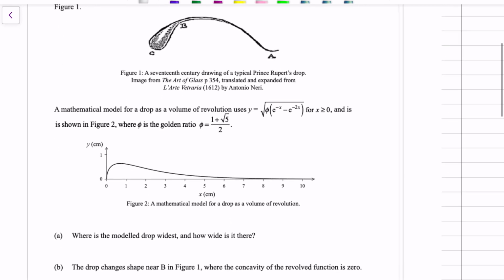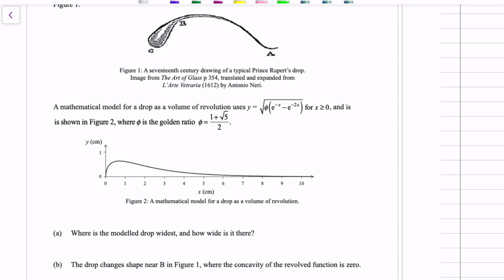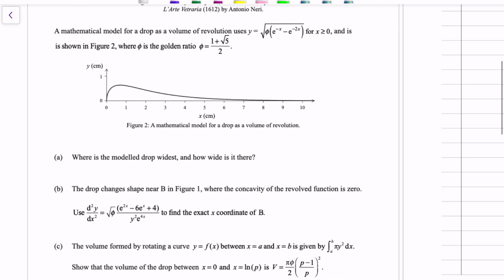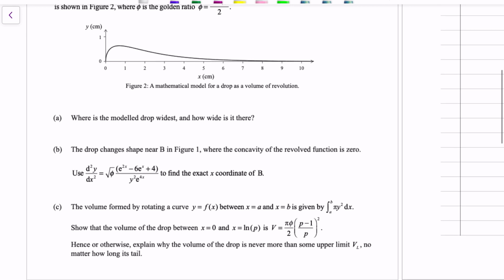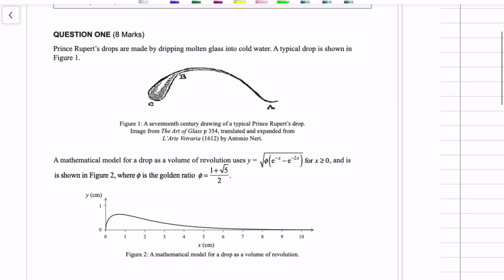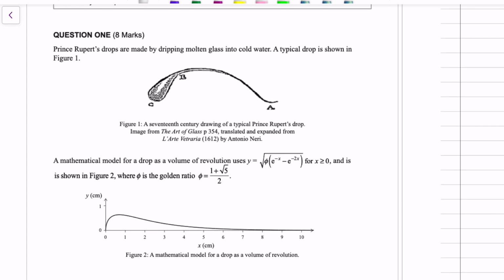We're first up asked where the drop is the widest, so that's an optimization question. We're looking in part B at where the concavity is 0, so we're locating a point of inflection. And then the third question revolves around a solid of revolution and explaining why the volume of the solid has an upper limit.